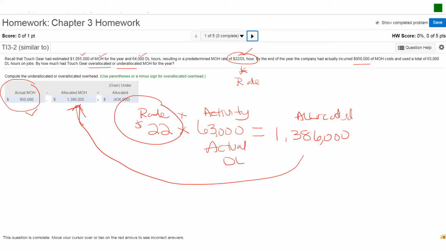Again, last thing, remember, normally the rate you would generally have to calculate. I believe there's a typo in this particular problem in terms of how they got the rate, because if you tried to verify the rate, 1,055,000 divided by the 64,000, you do not get $22 per direct labor hour. I didn't discover this until after I had already assigned it. But in any case, just use the $22 as your overhead rate, multiply by your activity to get the allocated overhead, and then compare that to the actual. The difference will be, in this case, over allocated overhead by 436,000.